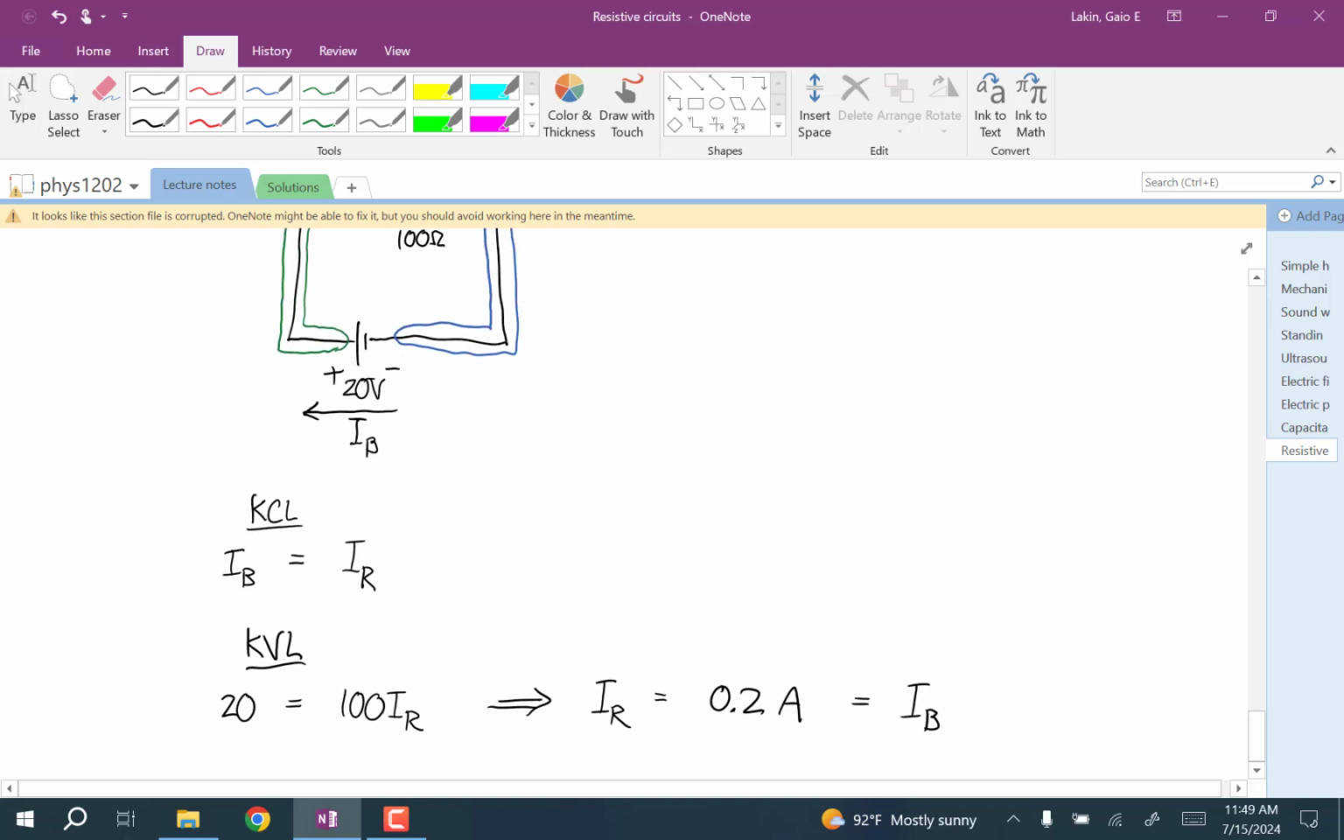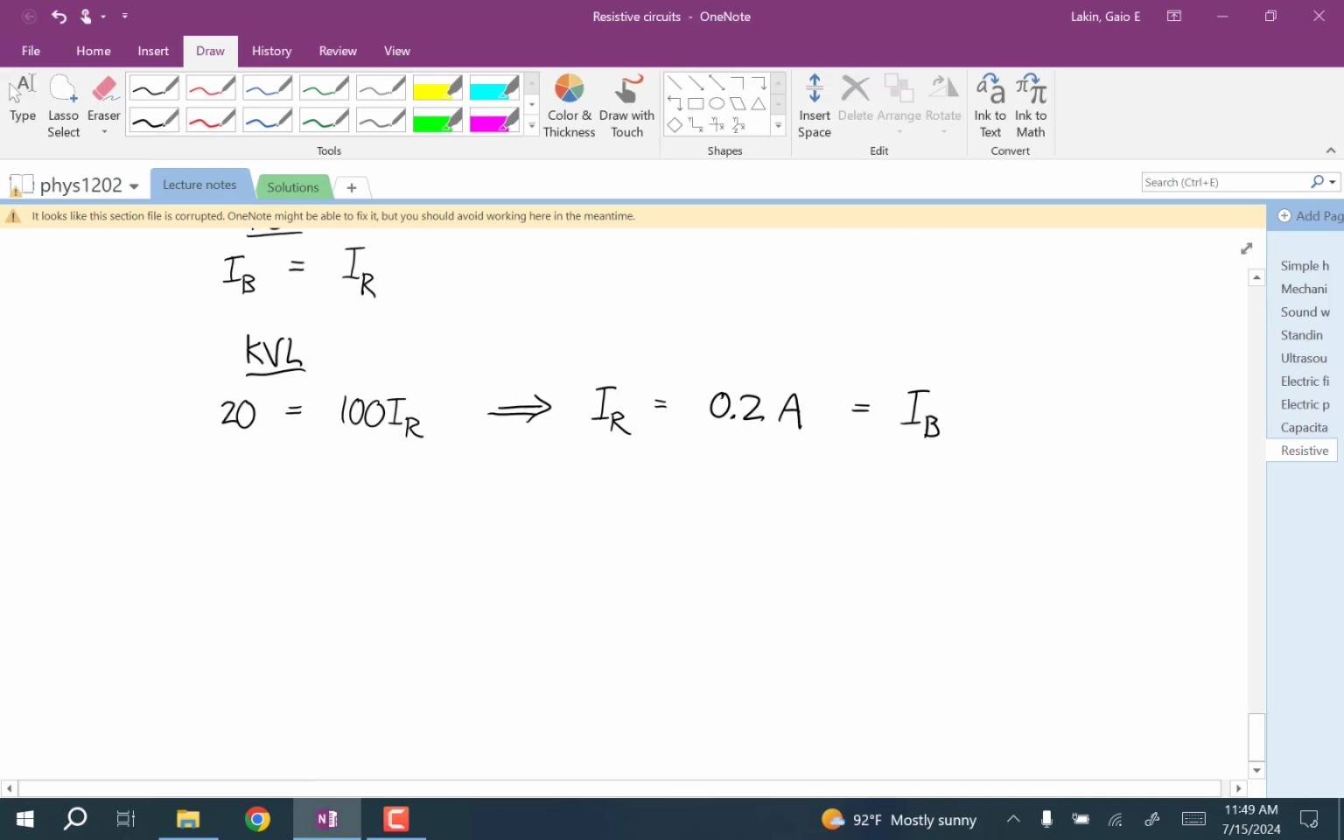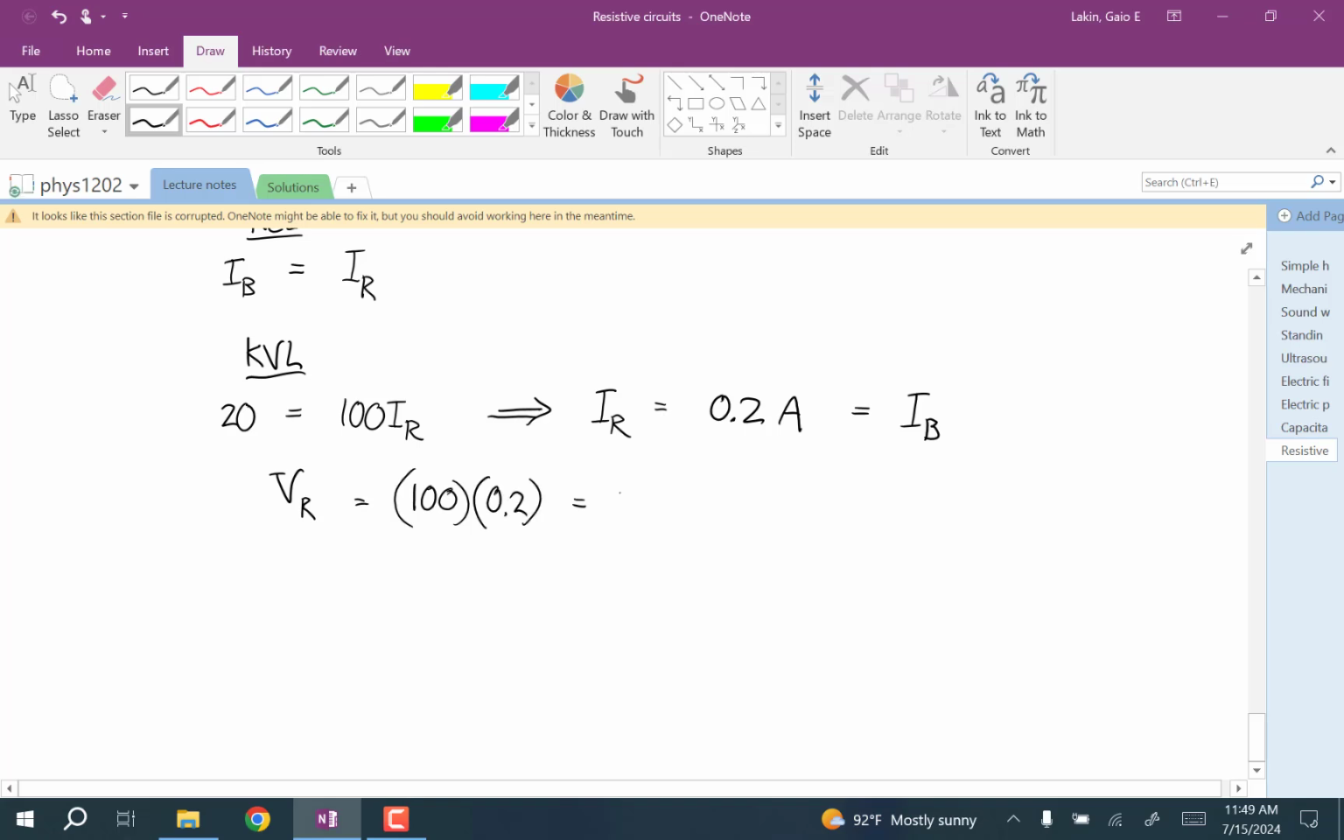And now finally, we already have the voltage at the battery, but we need the voltage here, and that voltage is 100 times IR. So the voltage at the resistor is equal to 100 times 0.2, or 20 volts.